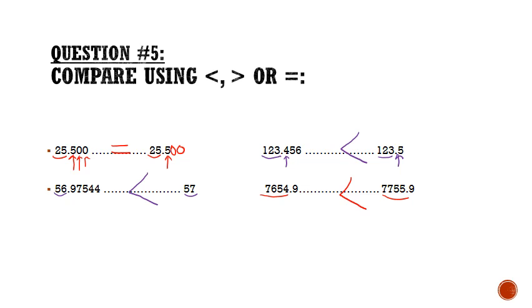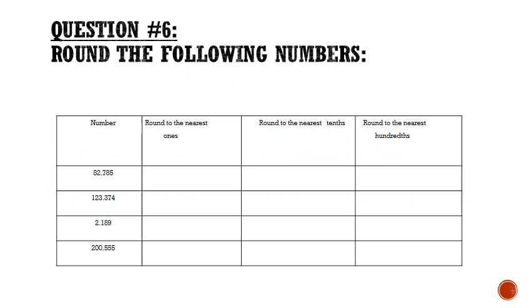7.755 is greater than 7.654. So are the steps of comparing clear? Yes. Can we go to the second question? To the sixth, actually. Okay?